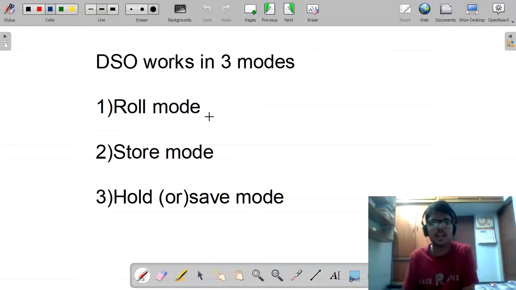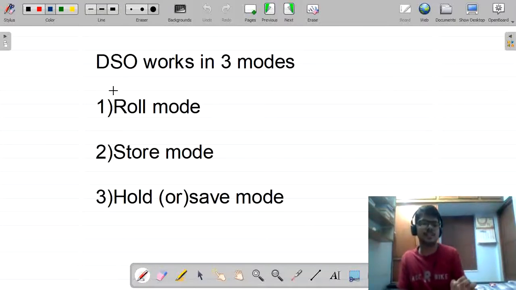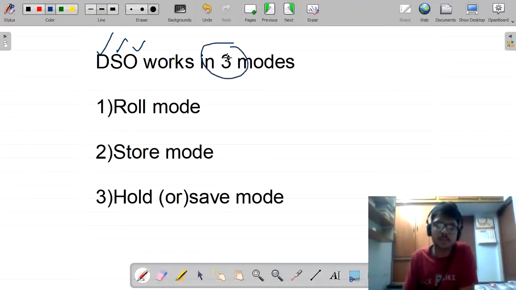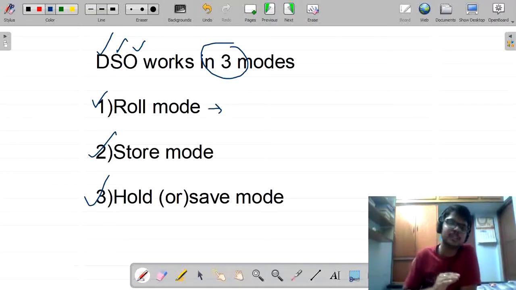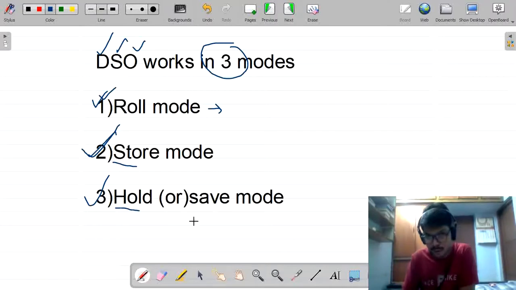Now in general, our DSO, digital storage oscilloscope, will work in three modes. The first is roll mode, then store mode, and hold and save mode. Why do we need roll mode? If my input signal is a very fast varying signal or very high frequency signal, I will use roll mode. Why do I need store mode? In order to store the information, I will use store mode.